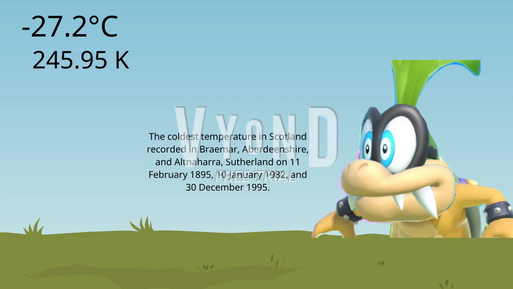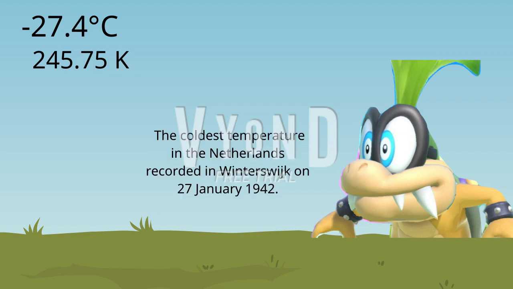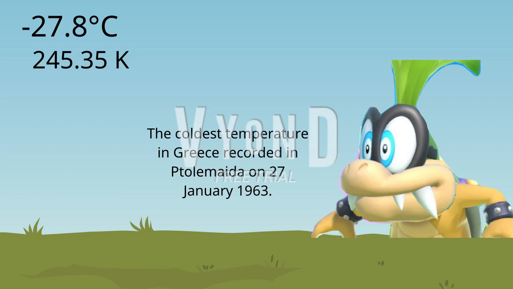The coldest temperature in Scotland is minus 27.2 degrees Celsius, or 245.95 Kelvin, recorded in Branma, Aberdeenshire, and Altnihara, Sutherland on the 11th of February 1895, the 10th of January 1982, and the 30th of December 1995. The coldest temperature in the Netherlands is minus 27.4 degrees Celsius, or 245.75 Kelvin, recorded in Winterswijk on the 27th of January 1942. The coldest temperature in Greece is minus 27.8 degrees Celsius, or 245.35 Kelvin, recorded in Tolmeda on the 27th of January 1963.